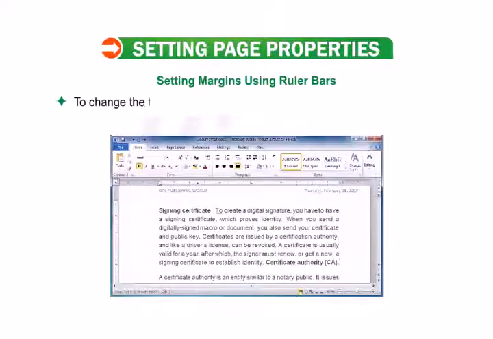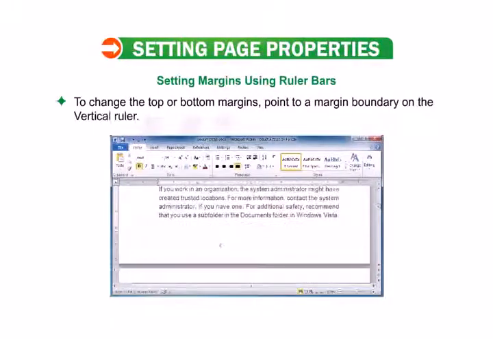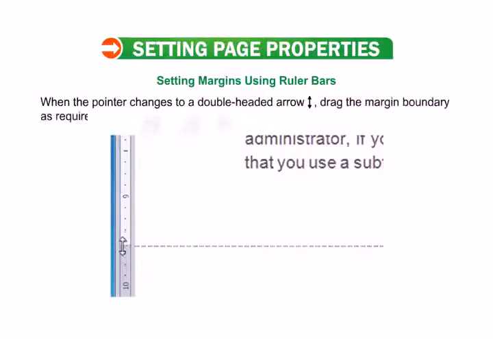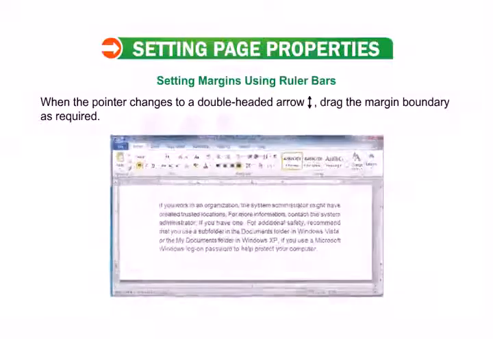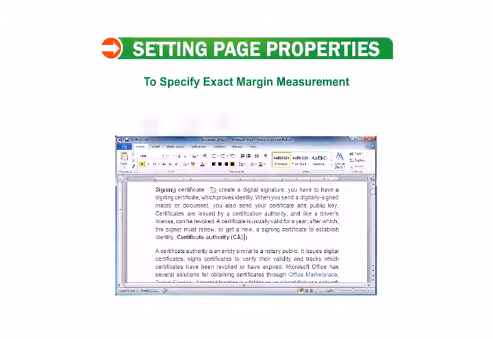To change the top or bottom margins, point to a margin boundary on the vertical ruler. When the pointer changes to a double-headed arrow, drag the margin boundary as required. Let me now guide you how to specify exact margin measurement.